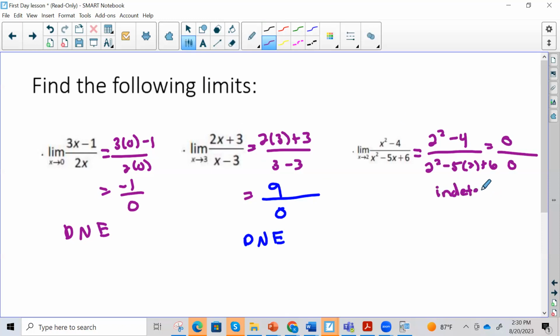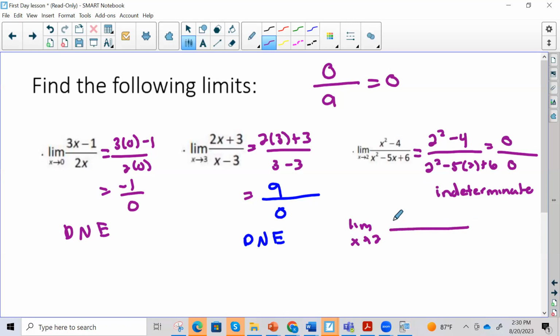Okay, so just make sure there's kind of 3 cases. 0 over 0 is indeterminate. A non-zero number over 0 does not exist. And 0 over a non-zero number is always 0. So when we get the indeterminate form, this is where we have to factor.